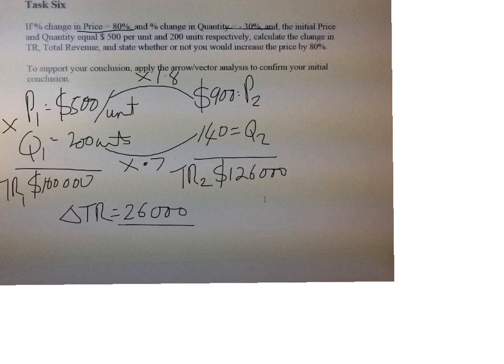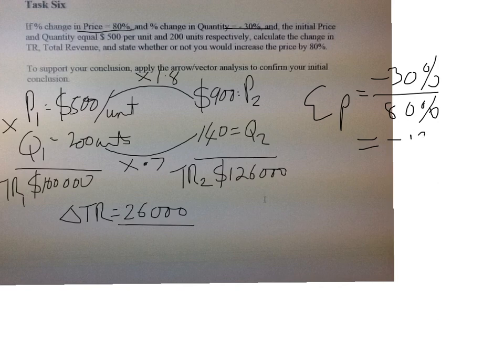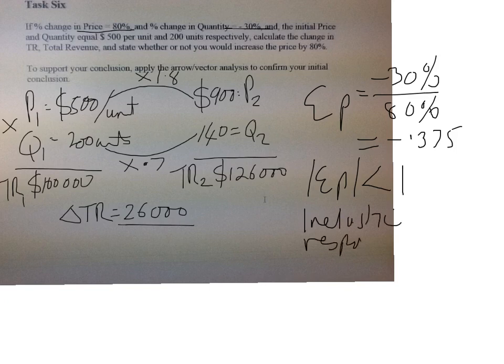Alright, so let's just go in and calculate the EP. That's minus 30% over 80%. So what are we going to end up with? According to me, it's minus 3.375. Okay, so when I find the absolute value of that, it's going to be less than 1. So we're going to get what sort of response from quantity? You got it? Yep, inelastic. That's right, we're going to get an inelastic response.